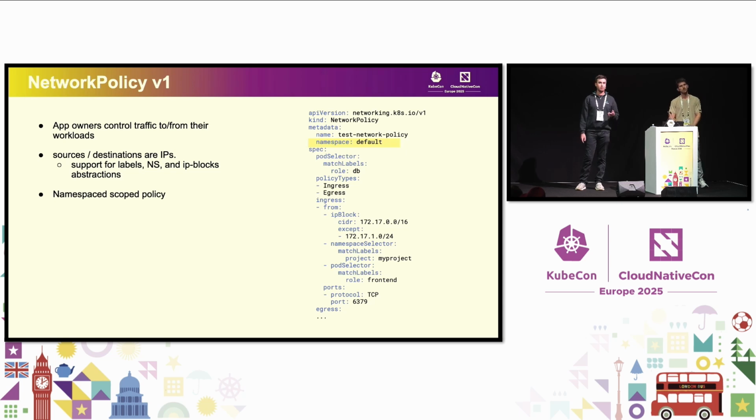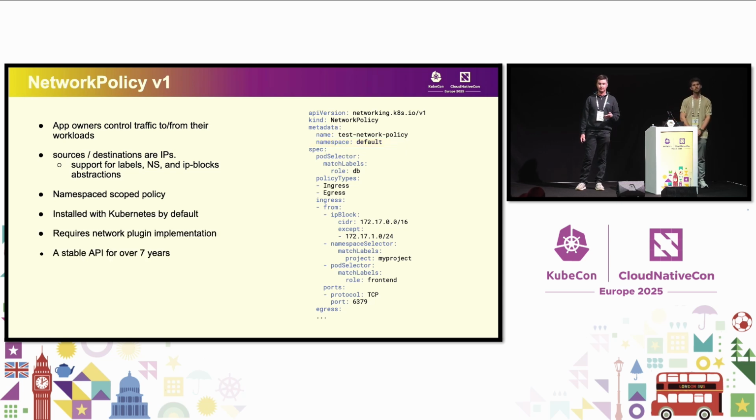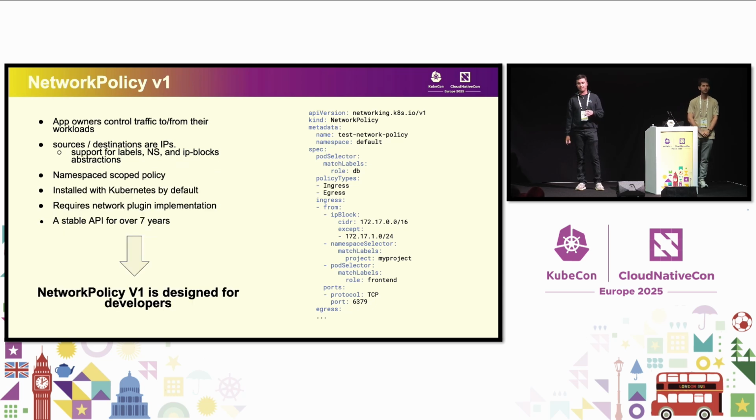The key thing to note here is it's a namespace scope policy. It's installed by default with Kubernetes. The CNI needs to implement it for it to work, but it's been a stable API for over 7 years. But the key thing here is it's namespace scoped, right? So it's designed for developers, namespace admins, app owners to control their traffic, like maybe between a front-end pod and a back-end pod, or the back-end pod and the database within that application and those microservices.